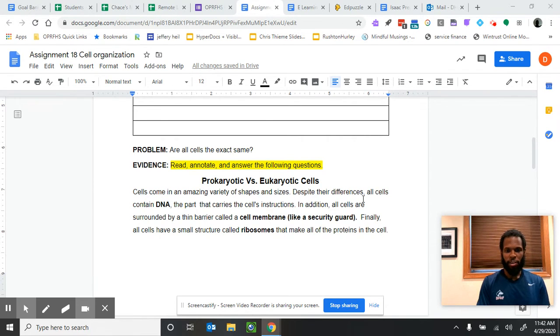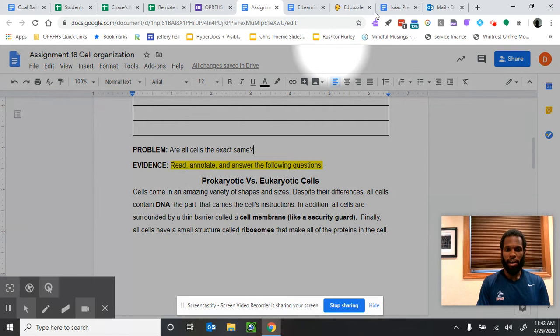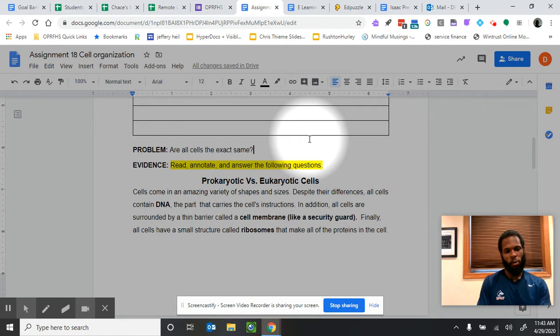So remember, you can either use a purple puzzle piece, which is right here, or at the top of your computer up here somewhere, to get this done, or follow along with me as we go through this. So we're going to read and annotate and answer the following questions. The question we want to answer is, are all cells the exact same type of cell?